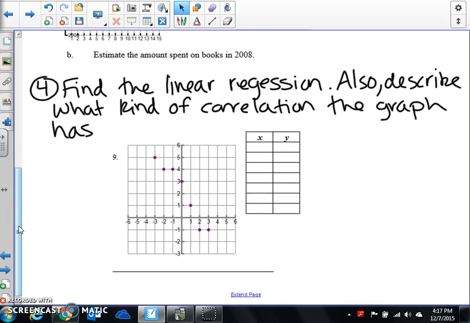So same thing. You're going to take those points, fill in your table, and then you go to stat, edit your list, put all your values in there, and then go back to stat, calculate linear regression. Okay?